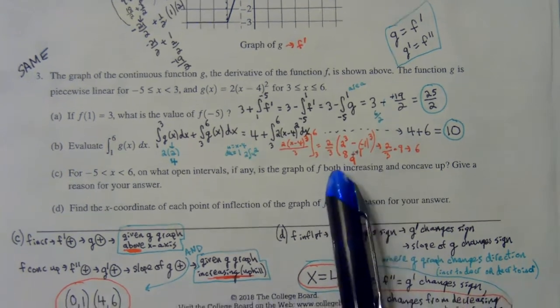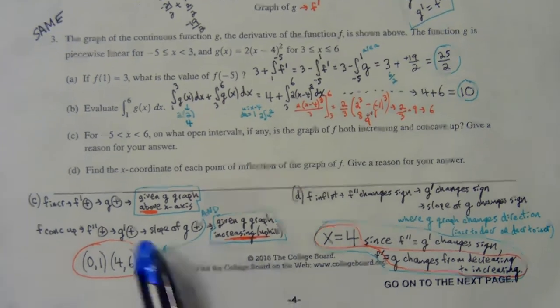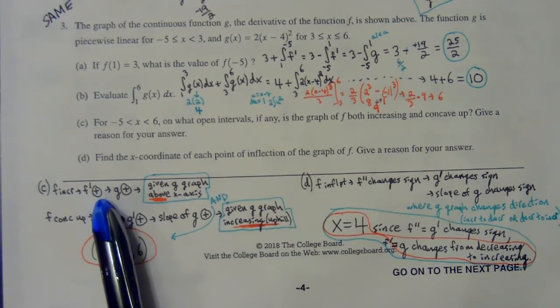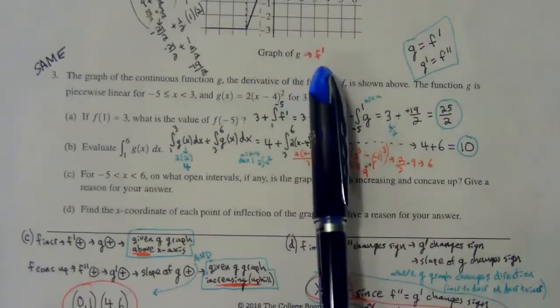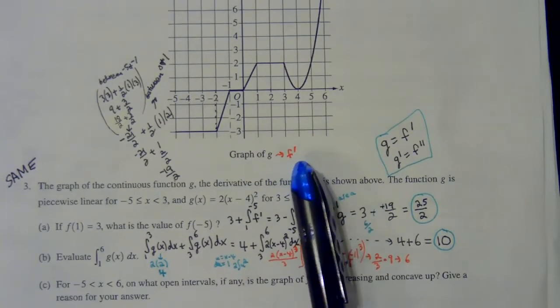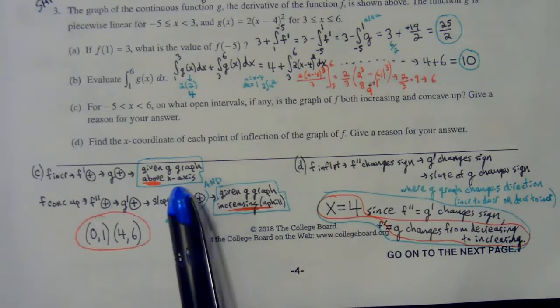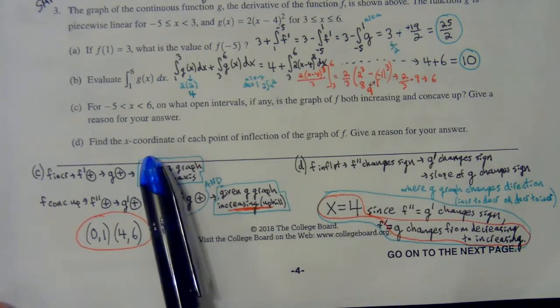Letter C says, where is F both increasing and concave up? I know F is increasing where the first derivative is positive. And since F prime and G are the same thing, that's where that G graph is positive. Since this is my G graph, this is my F prime graph, if I want to know where that graph is positive, that means where is that given graph above the x-axis. So I just kind of box that for myself.